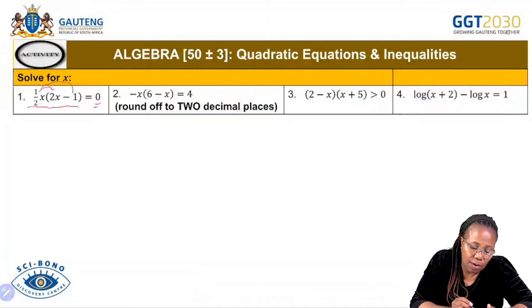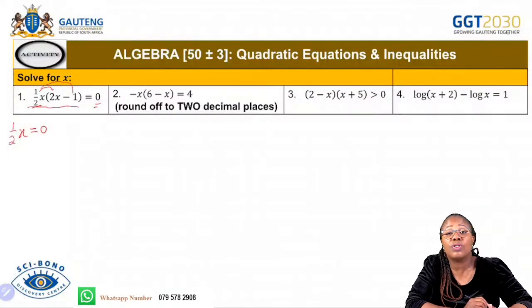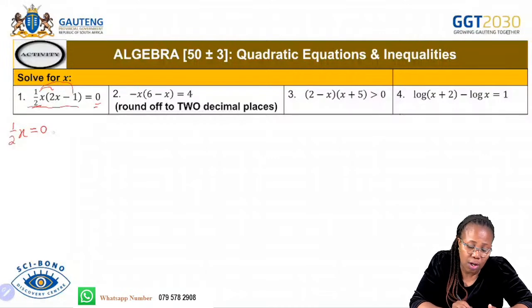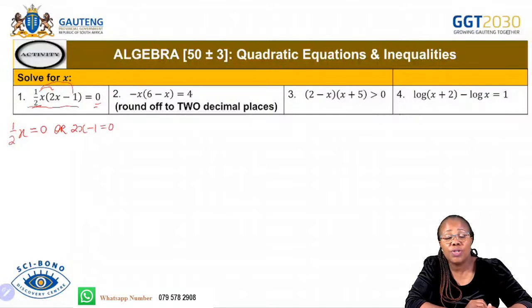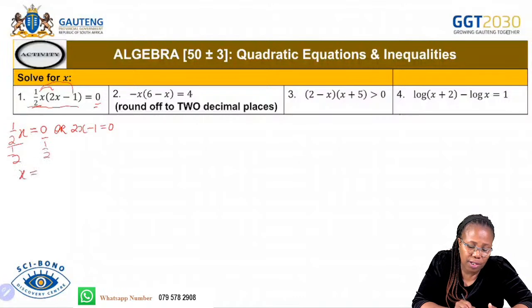Okay, let's start now. The first one we are giving, we take the first value there, which is half x. We are going to equalize this to 0 because it is already factorized for us, or the 2x minus 1 equal to 0. Can you see that, grade 12? We are now equalizing each bracket equal to 0 there. Then we divide both sides by half, and then we are left with x equal to 0.